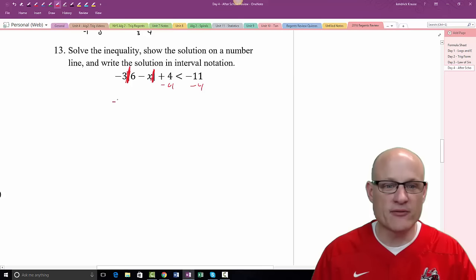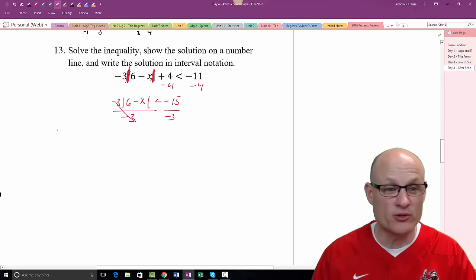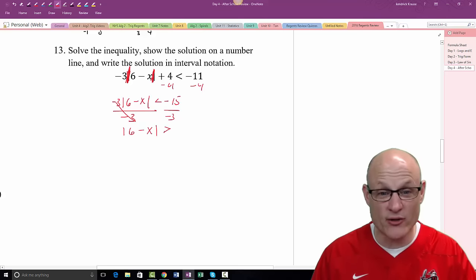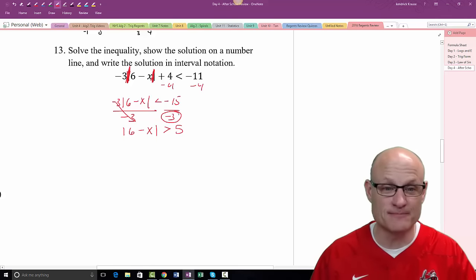And then I get negative 3 times the absolute value of 6 minus x is less than negative 15. We're going to divide by negative 3, which makes me nervous because I think you're going to screw something up. I hope you don't. What you get is the absolute value of 6 minus x is greater than positive 5. When you divide by a negative, you have to flip the sign.